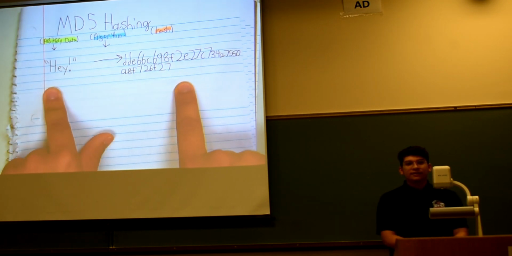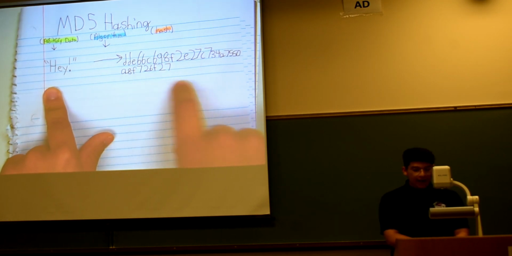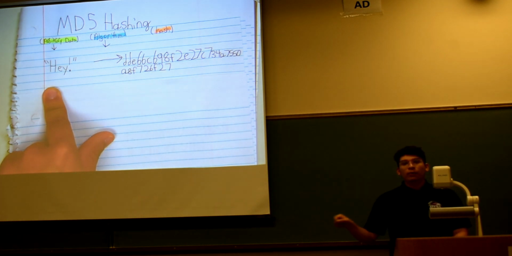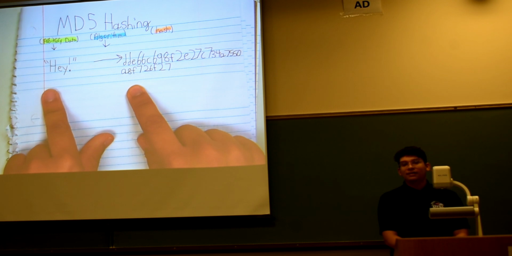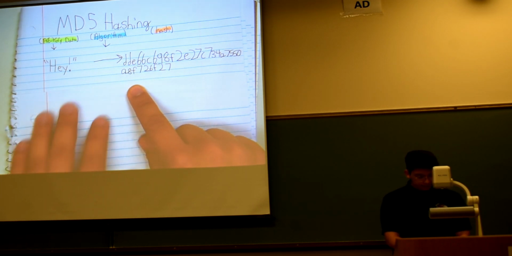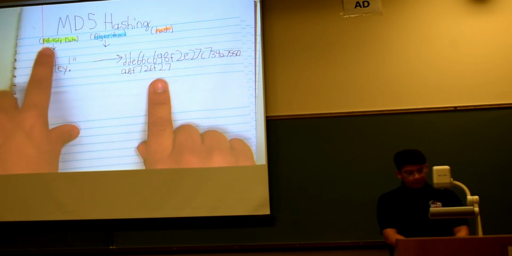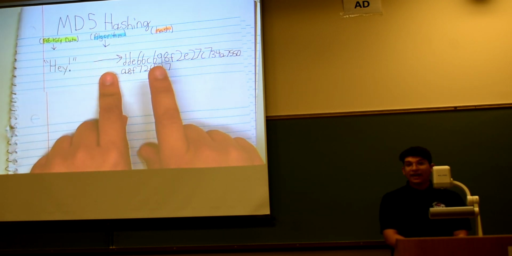So if I were to send this to someone, I would hash it, and when they receive it, they would hash it as well. And if those two values match, then I know my message got sent correctly. So this is our arbitrary data, the algorithm, and then the hash.